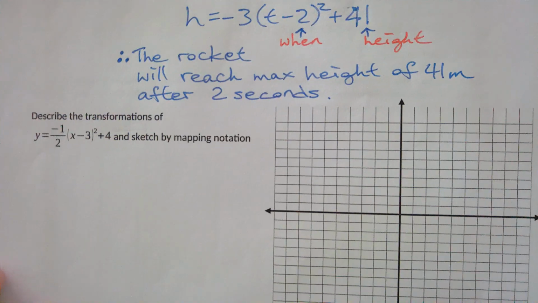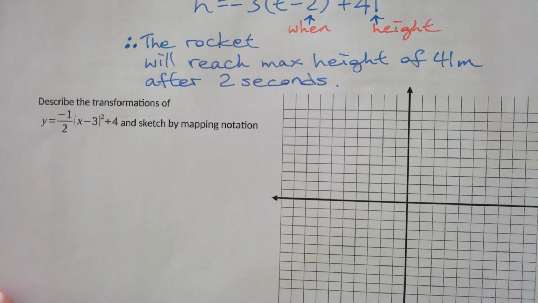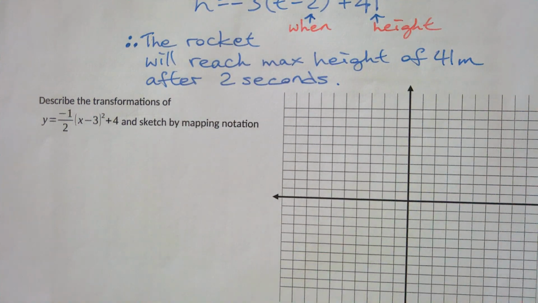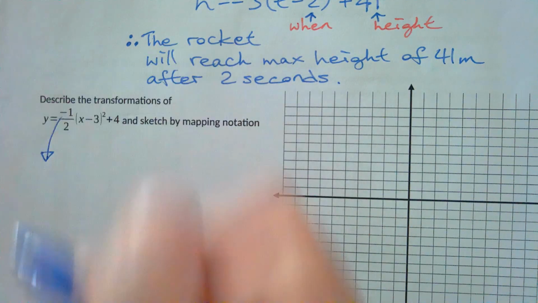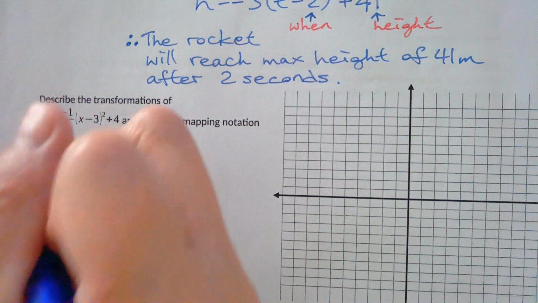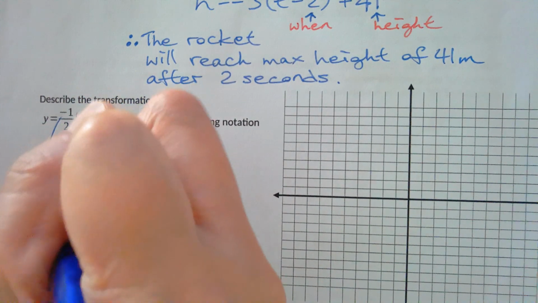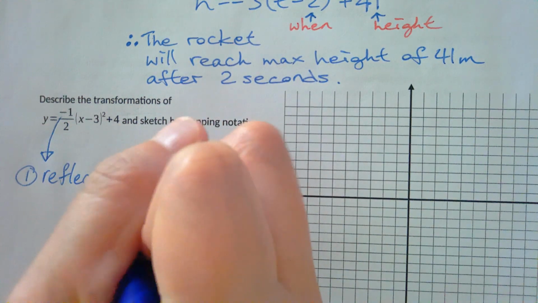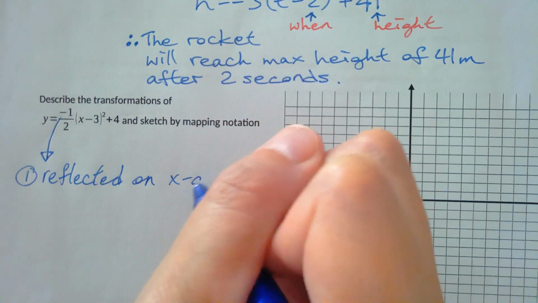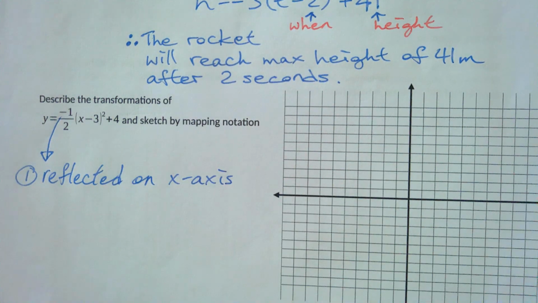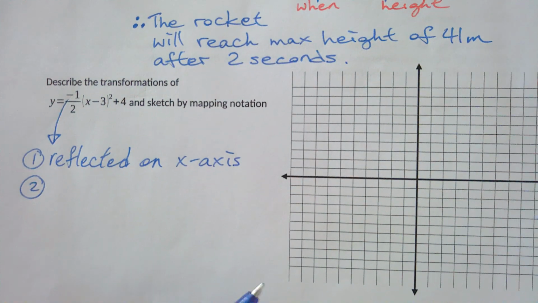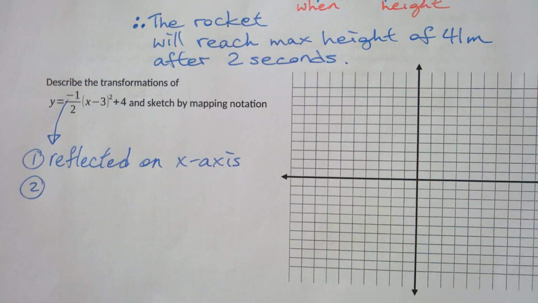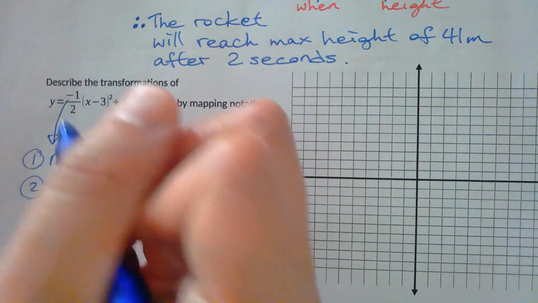Okay. Describe the transformation of this. You guys should be expert at this since you did a whole culminating. So the negative, let's do it step by step. What does the negative tell you? Reflected on x. If you write flipped on the exam, all right, I don't want flip. Okay. What about the half?